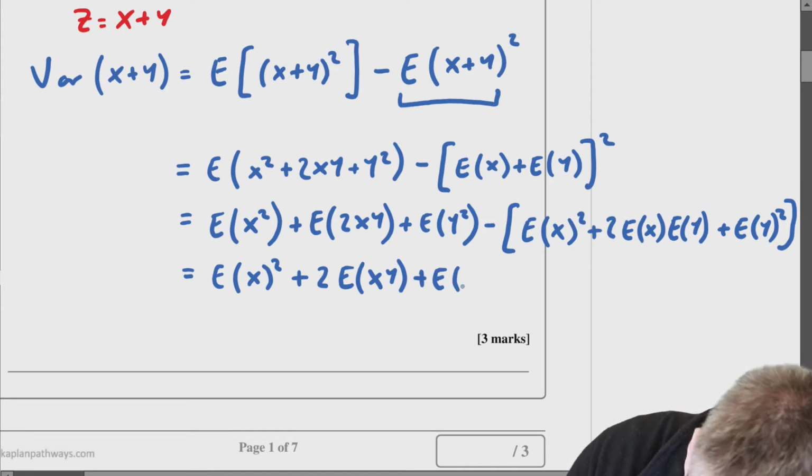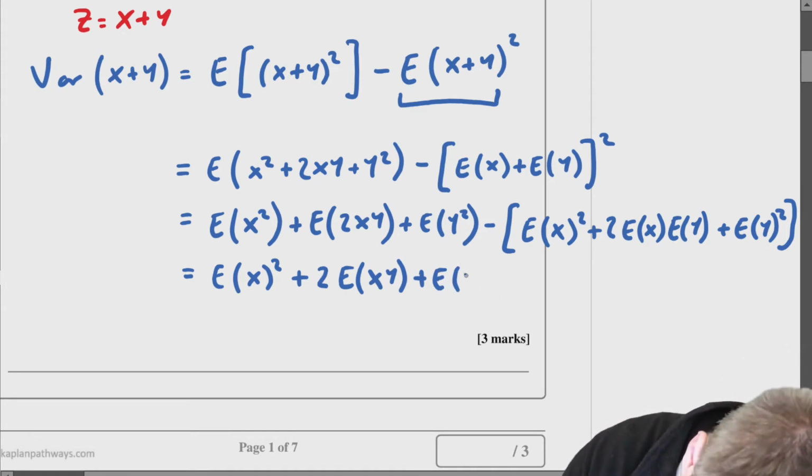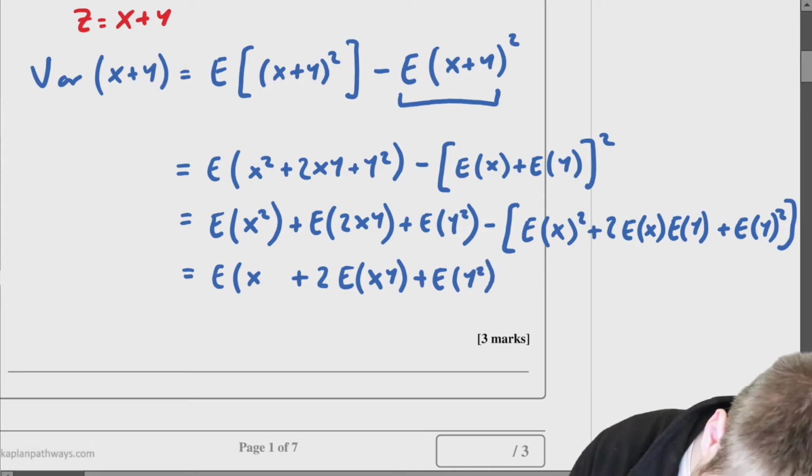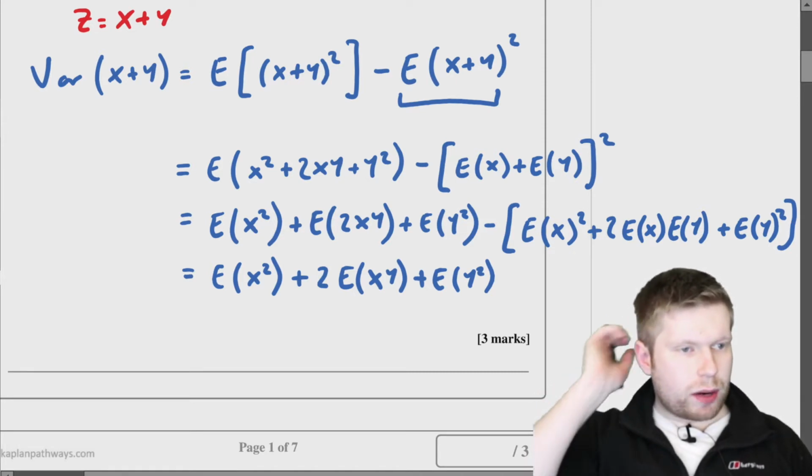The expectation of y squared, the next term, I can't do much with that. Let's make sure it's y squared. And let's also make sure this is x squared. Sorry, my brackets were around the wrong way, so that's really important. So the expectation of each random variable like so.